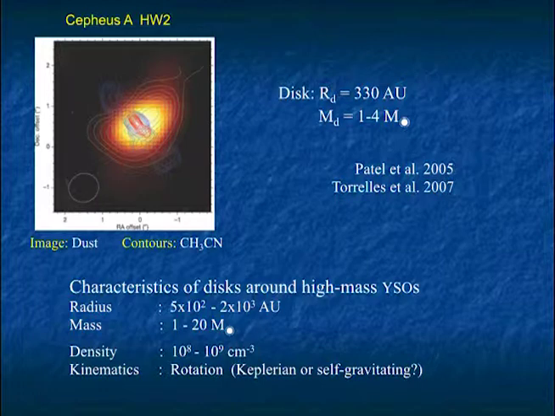I show you that, but the characteristics of these disks are the following. Associated with massive stars, they have radii of about 500 to 2,000 astronomical units. They are large, massive, from 1 to 20 solar masses, with very high densities, and the kinematics are not very well known. They show some rotation, but we don't know if it's self-gravitating, in most of the cases, if not all of the cases.